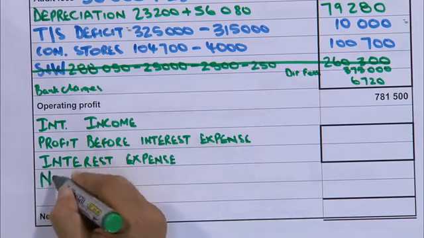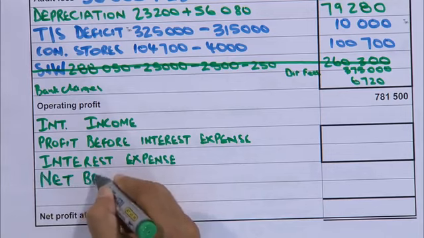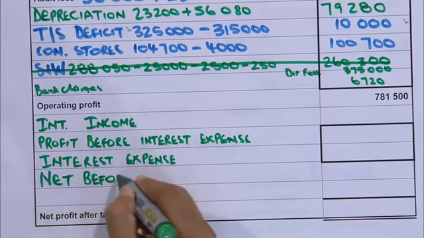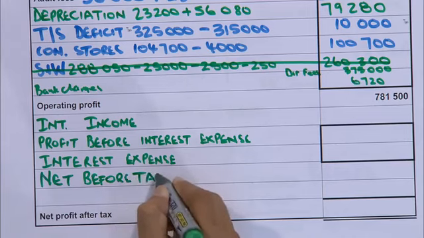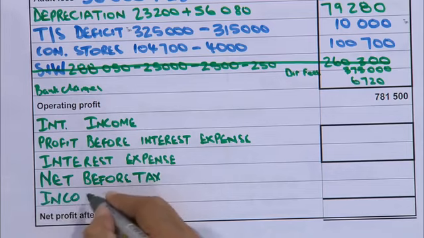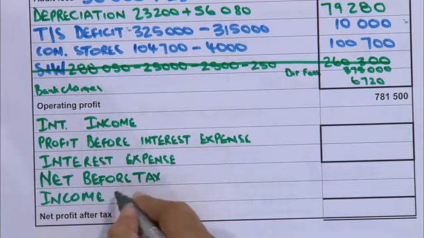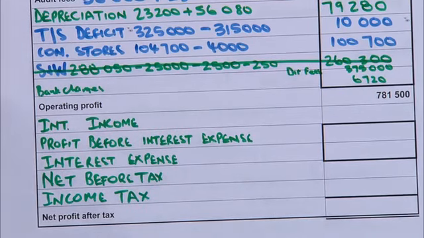Then it's net profit before tax. And it's income tax. And then it's net profit after tax. So let's just see what they give us.